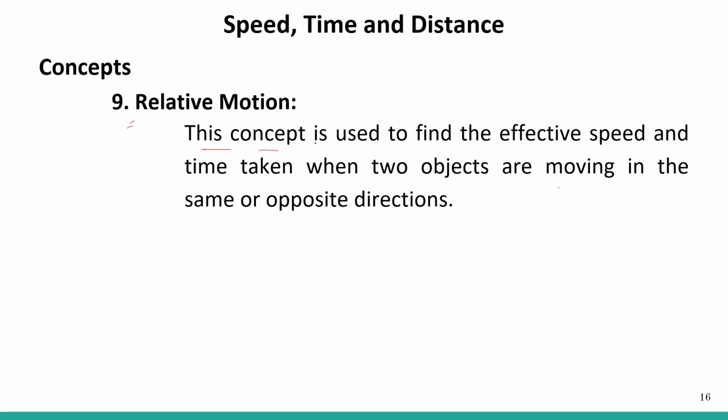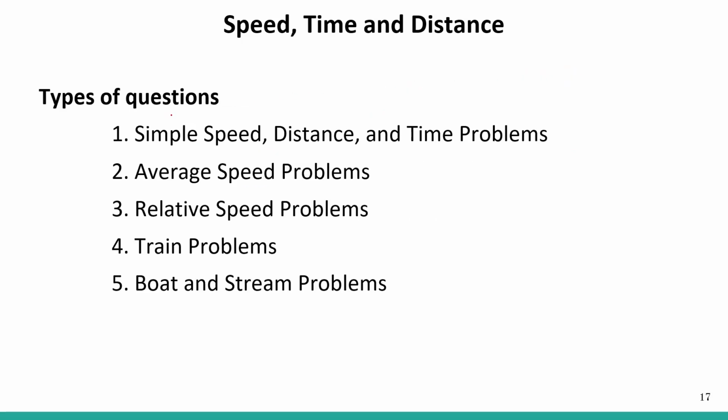Let's see the 9th concept, that is relative motion. This concept is used to find the effective speed and time taken when two objects are moving in the same or opposite direction. It is nothing but the relative speed concept. So we have already learned this. Let's go forward with the types of questions.